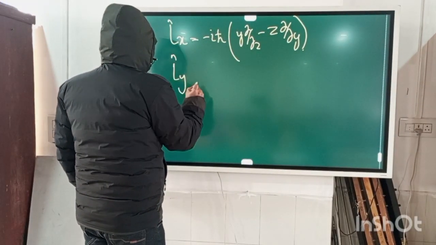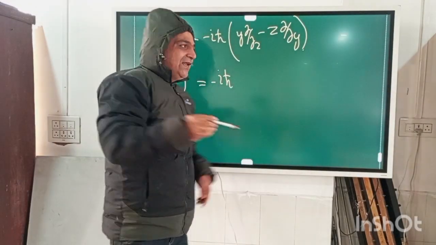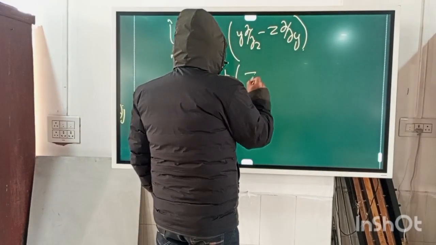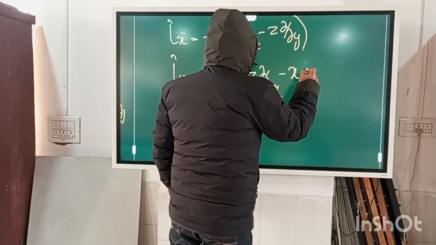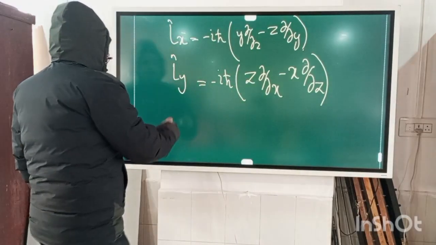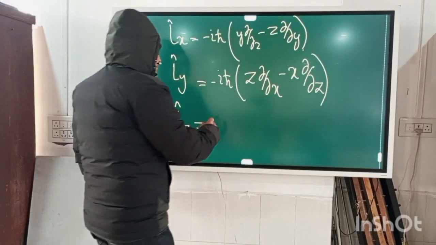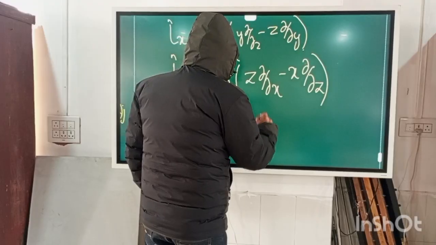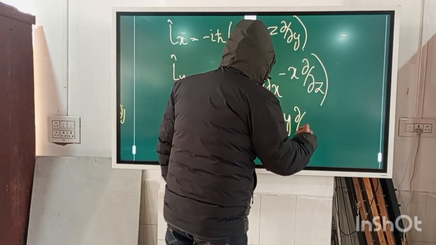Come on, tell me what is Ly cap. Minus i h bar. Okay, but there is a minus outside. Bring that in and tell me what's coming inside the brackets. It's z times dou by dou x minus x times dou by dou z. Fine. Then you have the third one, Lz cap, and what this is going to give us is minus i h bar times x times dou by dou y minus y times dou by dou x.